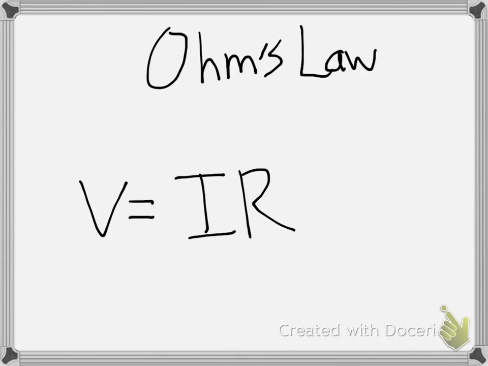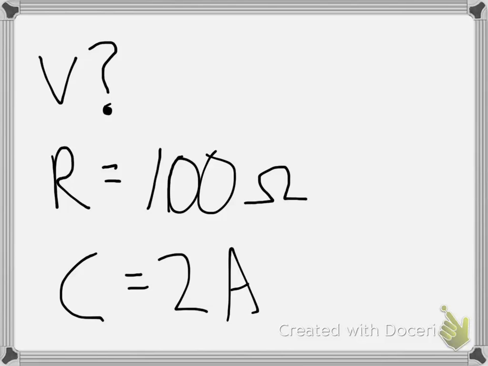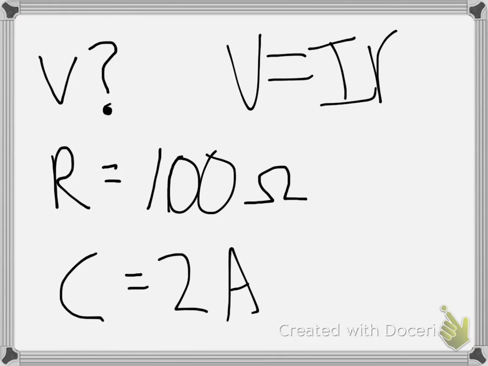Ohm's law tells us how to find voltage, which is by multiplying current times resistance. So if we were trying to find the voltage of a current with a resistance of 100 ohms and a current of 2 amperes, the answer would be 200 volts, because voltage is equal to the current times the resistance, and 2 times 100 is 200.